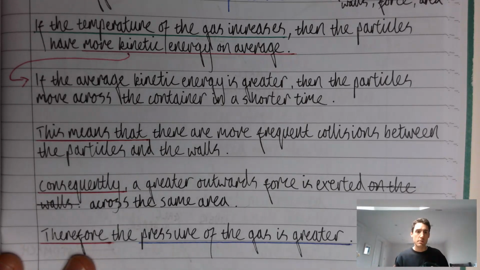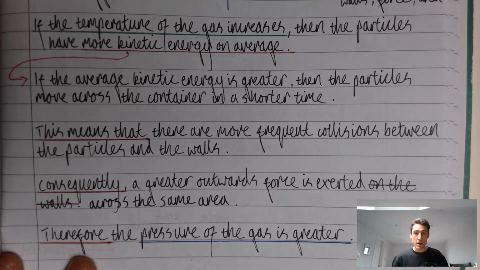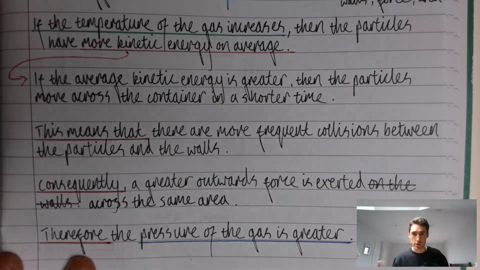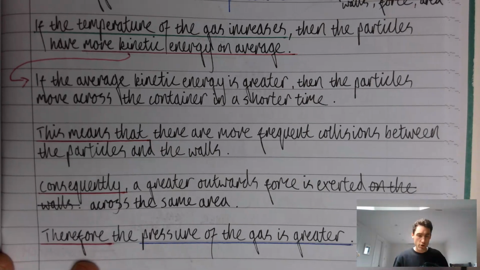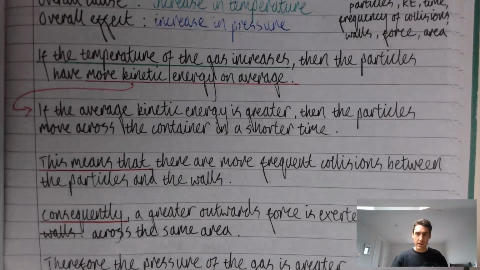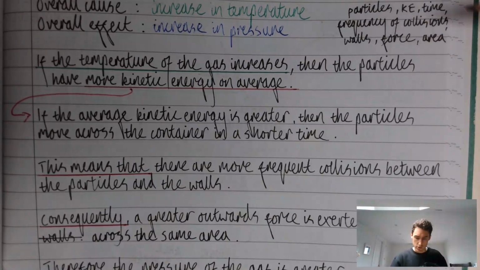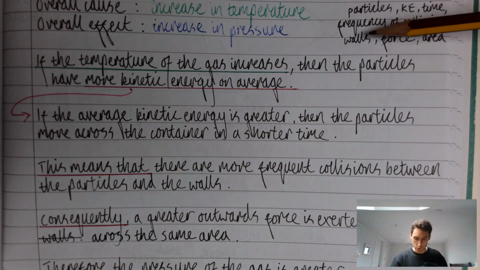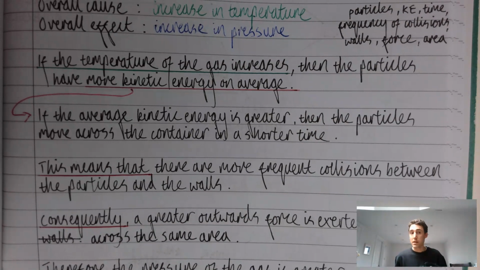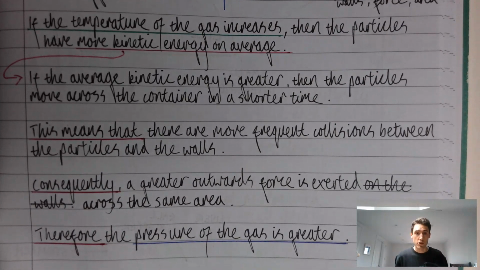Now, depending on how much time you have in your curriculum, you may or may not want your year 7 or 8 students at Key Stage 3 to be writing like this, but it's worth emphasizing there's not really any reason why they shouldn't be able to do that. And if you give them a really clear picture of what's going on, and you give them lots of keywords, so particles, kinetic energy, frequency of collisions, walls, force, area, there isn't any reason why they shouldn't be able to answer that question in loads and loads of detail.